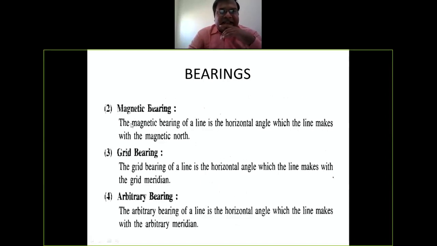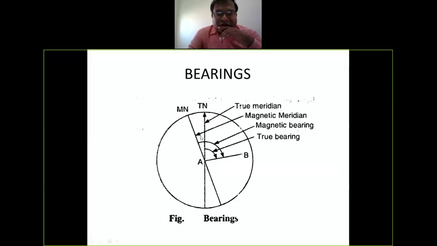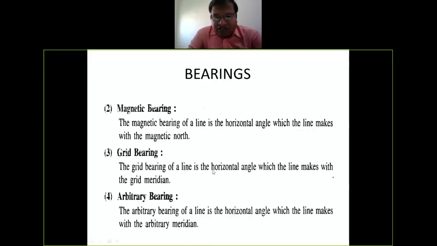In the same way you can see here magnetic bearing. The magnetic bearing of a line is the horizontal angle which the line makes with the magnetic north. You can see the figure. This is your second one. This is your magnetic north, meaning our meridian. In our case, it is the magnetic meridian. You can see here I have written it. And this is your angle which your survey line AB makes with the magnetic north. So it is called magnetic bearing. You only have to remember this common parameter, that is horizontal angle, because your compass survey always measures the horizontal angle.